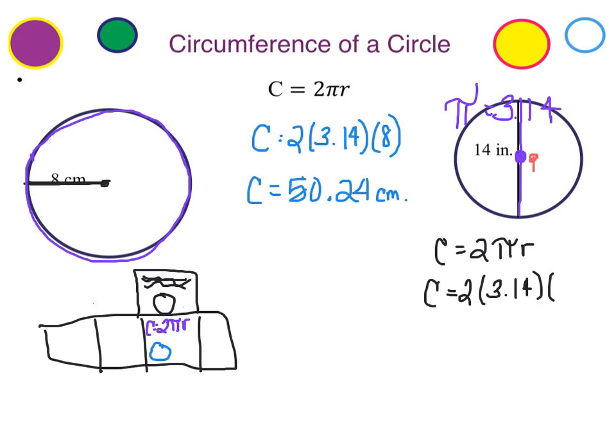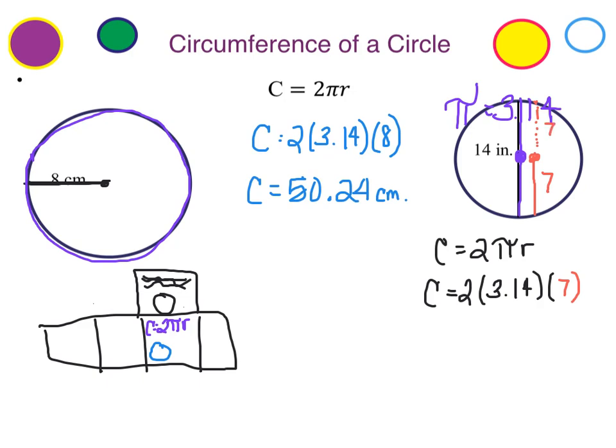From the center of the circle out to this side, that's a radius. From the center of the circle out to this side, that's a radius. So a diameter is made up of 2 radiuses. So if I divide 14 by 2, or I cut it in half, my radius is going to be 7. So this is a radius, and this would be 7.